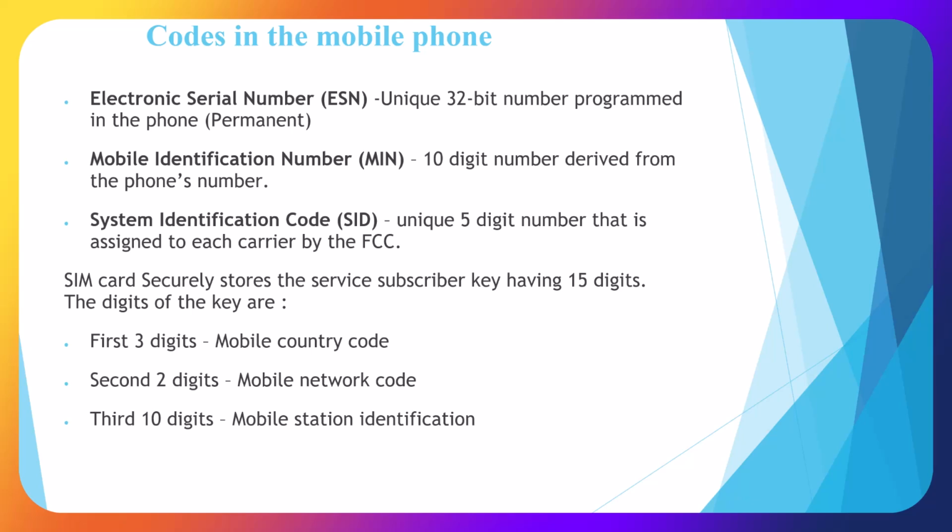Our cell phone has codes. We have the electronic serial number, ESN, and that's a unique 32-bit number programmed in the phone. So this is permanent. We have the mobile identification number, MIN. It's a 10-digit number derived from the phone's number. System identification code, SID, is a unique 5-digit number that is assigned to each carrier by the FCC.